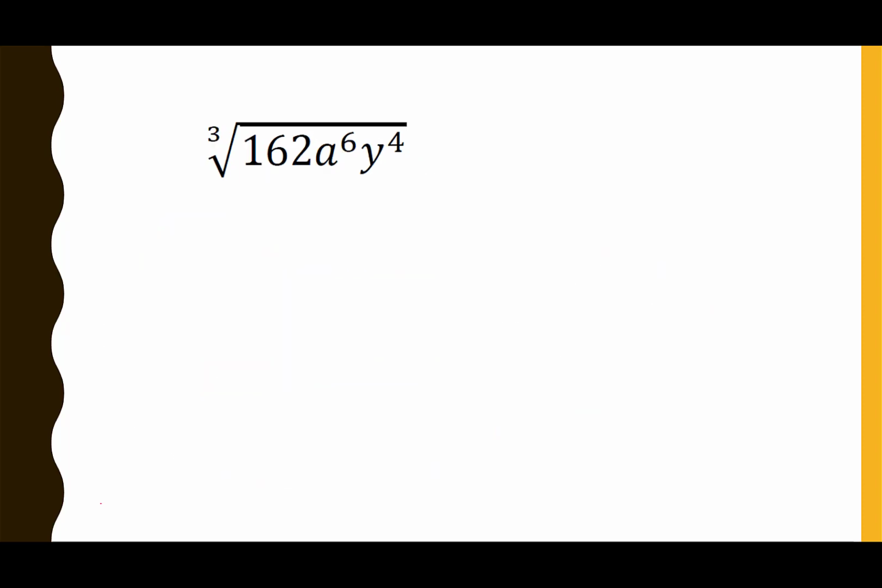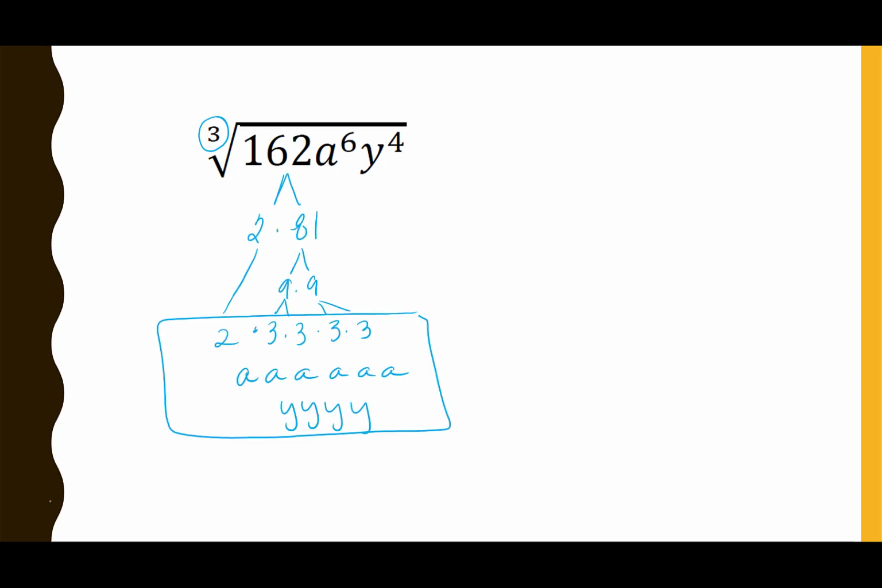This one is the cubed root of 162, a to the 6th, y to the 4th. I want to point out to you that we're now working in a cubed root. So after we make the factor tree, we will circle groups of 3 matching numbers. Okay, so first thing, go ahead and you can pause the video and sketch out the factor tree. As you can see on the screen, I have done my factor tree. I chose to start with the factors 2 times 81, and then I broke 81 down. I listed out 6 A's and 4 Y's.